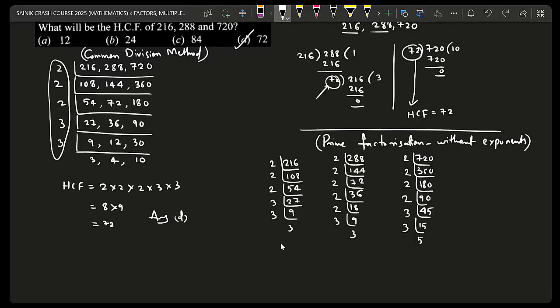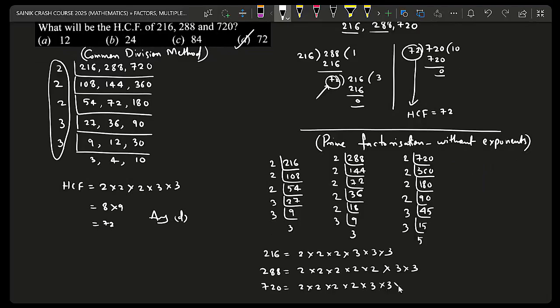Now we have to write the prime factorization. 216, yes, sir. I'll write for you. 2 into 2 into 2 into 3 into 3 into 3. And 288, we can write 2 into 2 into 2 into 2 into 2 into 3 into 3. And then 720, we can write 2 into 2 into 2 into 2 into 3 into 3 into 5.